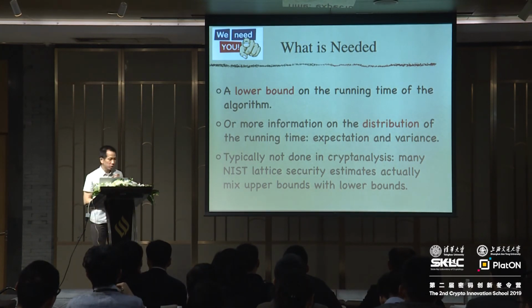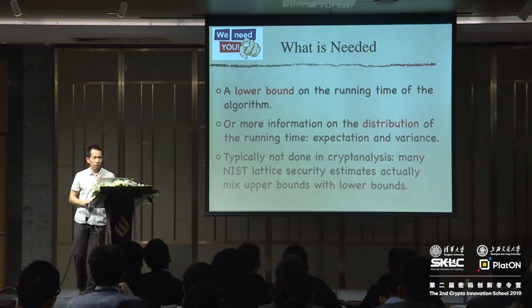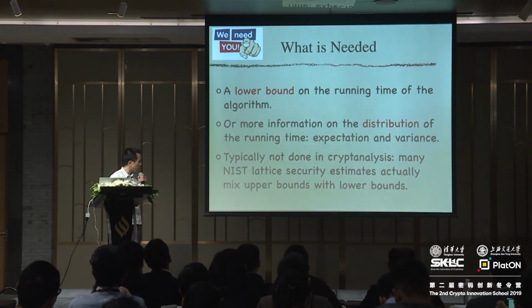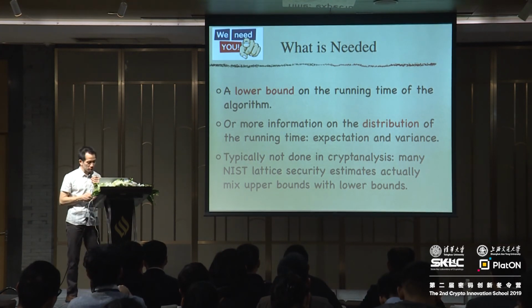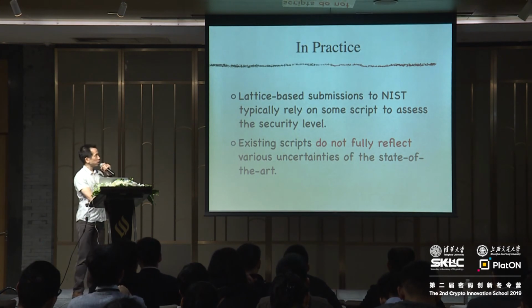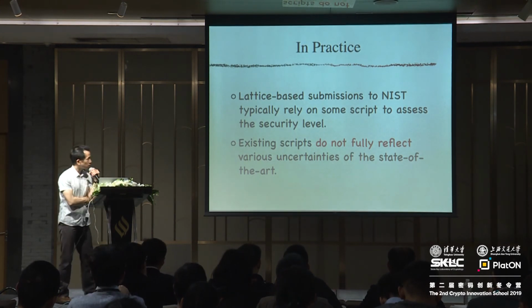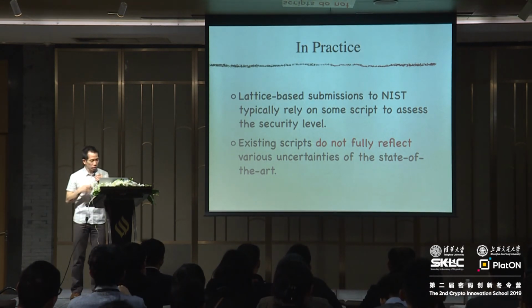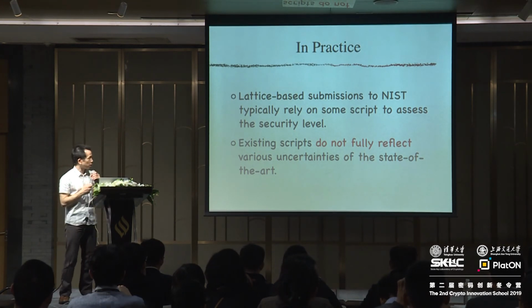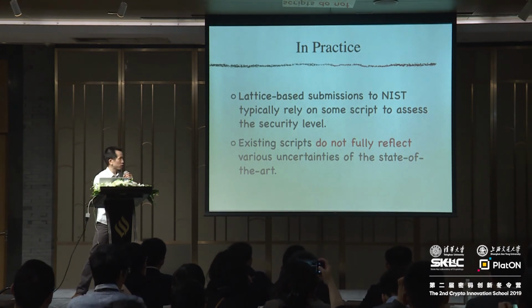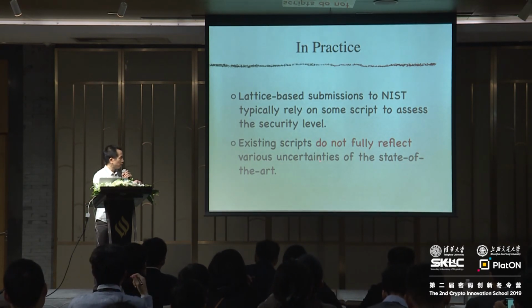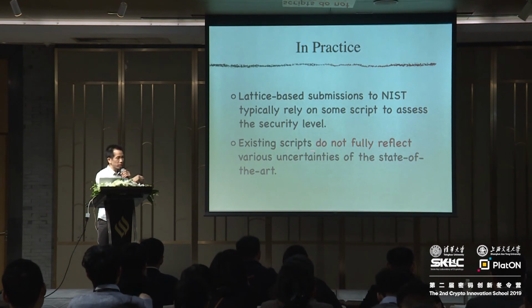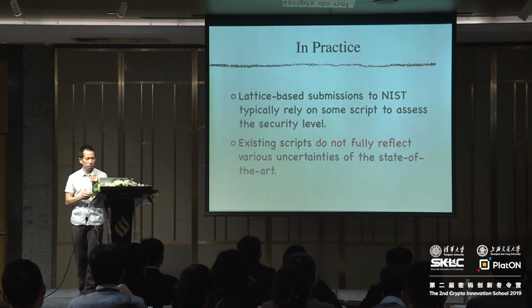So when we do a security estimate, if you look at the NIST competition, it's very far away from this. You do a lot of simplification. For instance, you might even mix upper bound with lower bound to make some order of magnitude. So if you look at lattice-based submissions to NIST, you realize that most of them just rely on some script to assess the security level. And what I want to say is that of course it's better than nothing, but you should not take it for granted. This Python script does not fully reflect the many uncertainties of the state of the art. There's so many things that could go wrong.